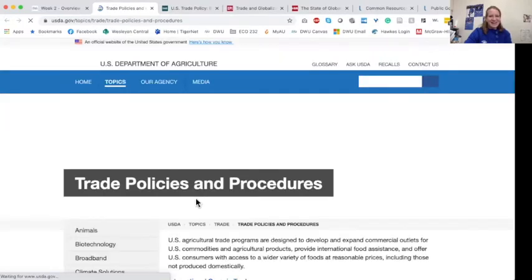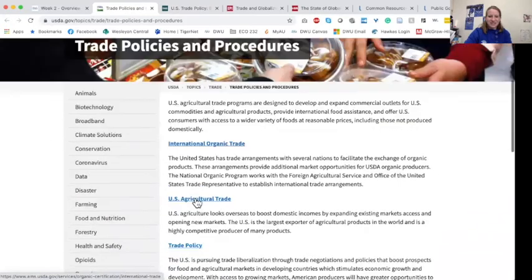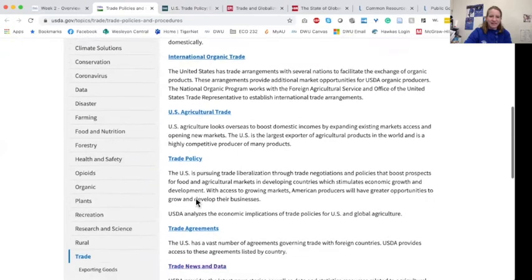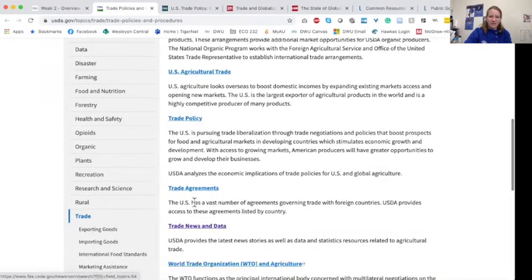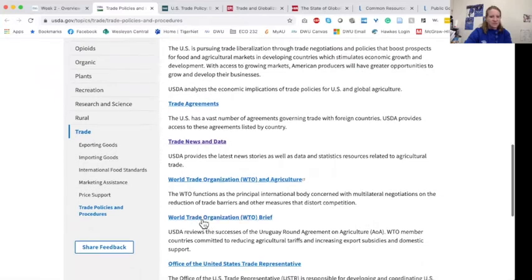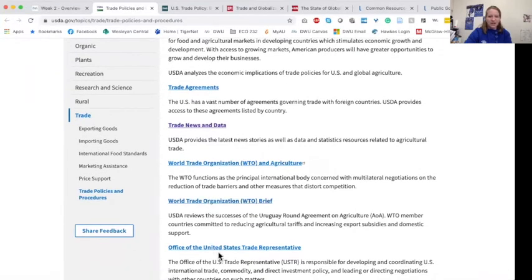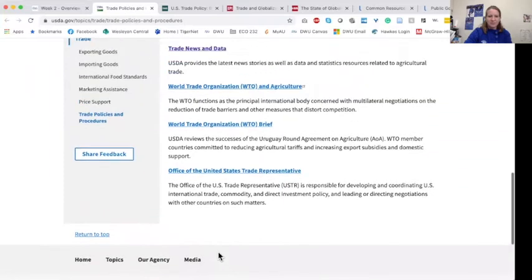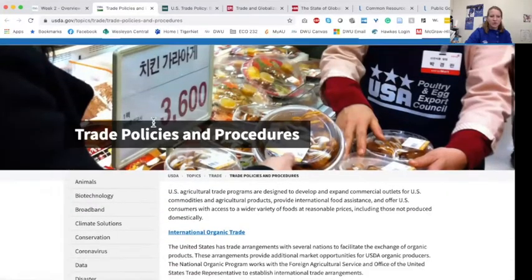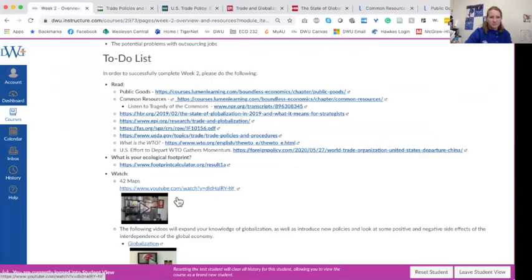Next one, hopefully it will load. Trade policies and procedures, again, more from the Department of Agriculture and looking at some of the policies that we have in place right now. You can go look at some of the trade agreements we have. Again, some more on the World Trade Organization, and then some of the Office of the United States Trade Representative. So just some more resources for you throughout the week.